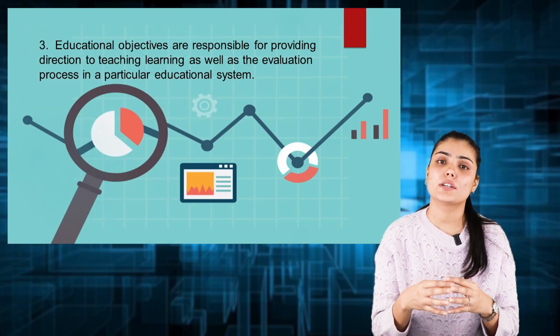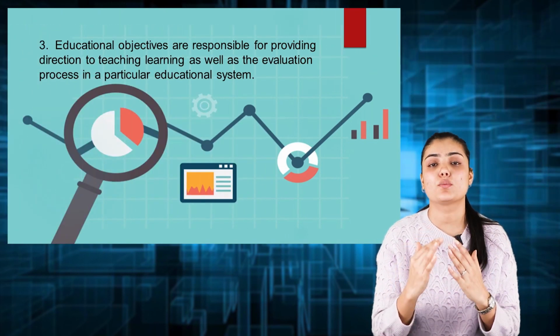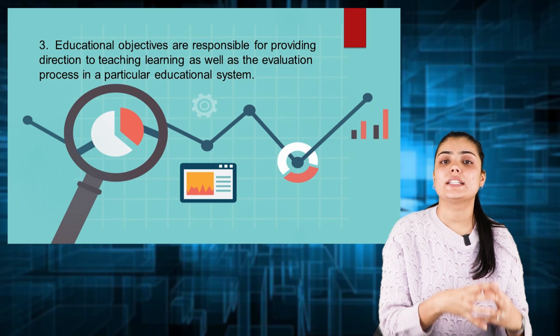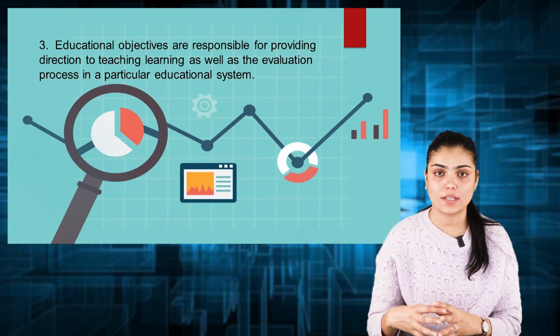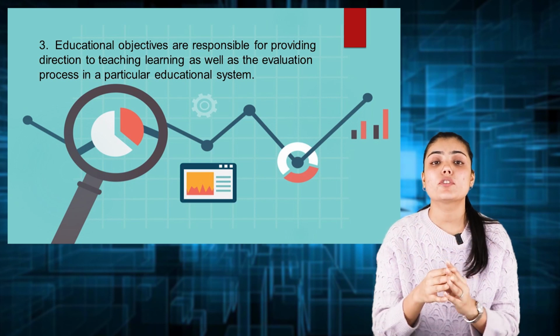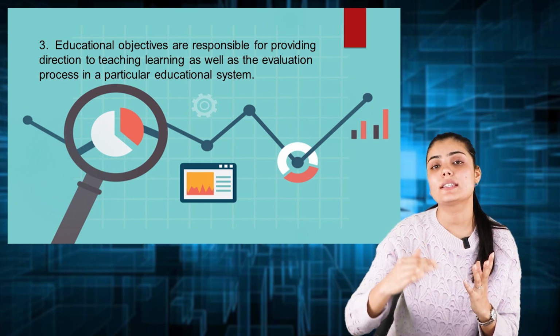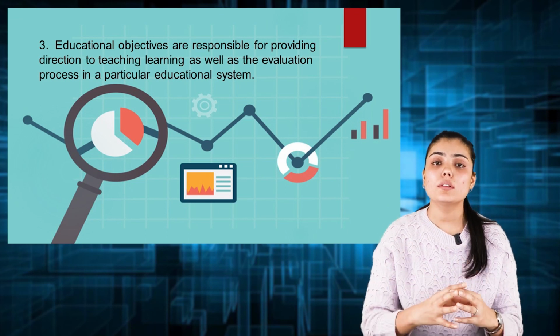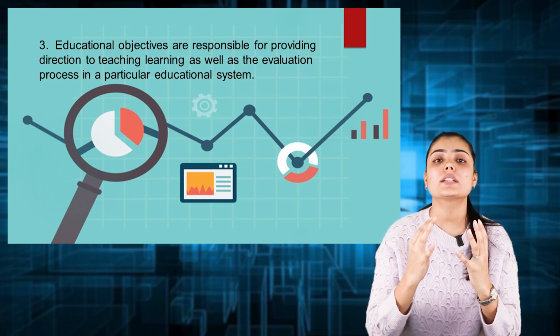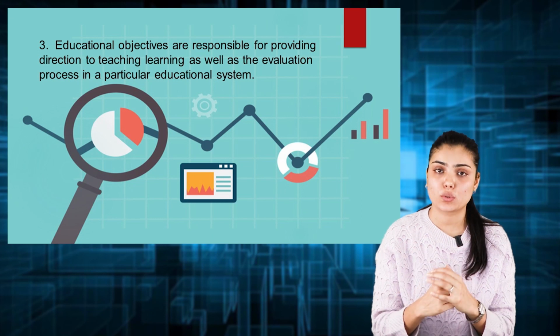The third function of educational objective is to provide direction for the teaching learning process as well as for the evaluation process. With a proper objective in mind, the teacher can take the lesson accordingly to achieve objectives one by one, and also the teacher can evaluate the knowledge gained by the students.